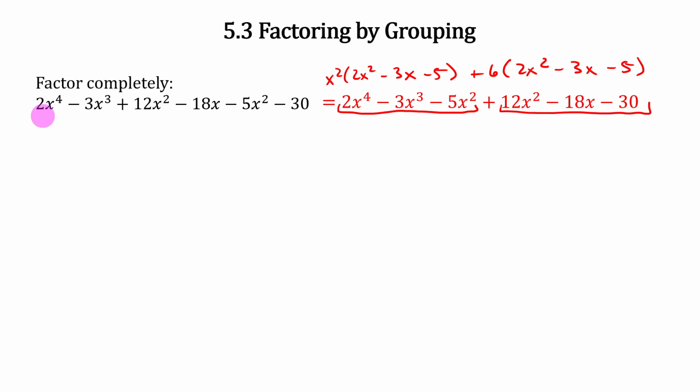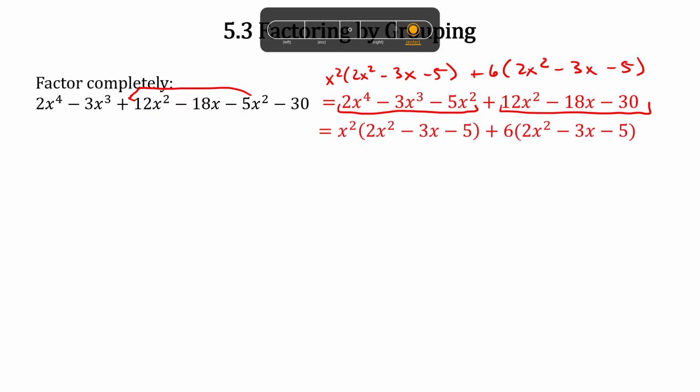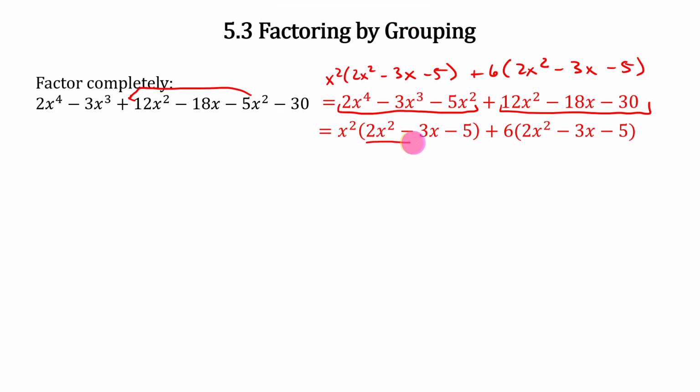So in other words, if you can't factor the first 3 things, the second 3 things, and they don't work out, try moving the numbers around. All we did was we moved the negative 5x over here in between. Okay, so we get that. Well, now what I'm going to factor out is the trinomial. So I'm going to have 2x squared minus 3x minus 5 times x squared plus 6.